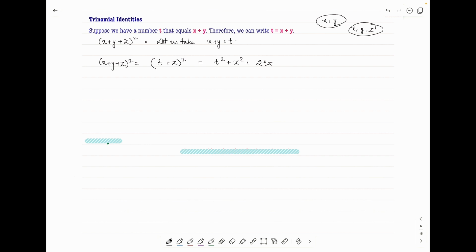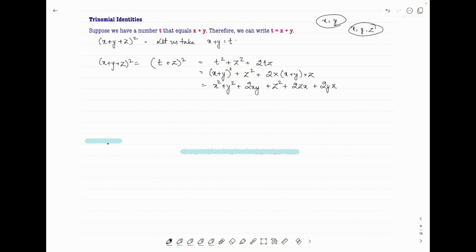Now instead of t I will substitute x plus y. So this t square becomes x plus y whole square. Z square will remain as it is. Then this will become 2 into t, means x plus y, into z. So x plus y whole square we already know, this is x square plus y square plus 2xy, and this z square remains as it is. Now this is 2z into x, that becomes 2zx, and this is 2z into y, that becomes 2yz.